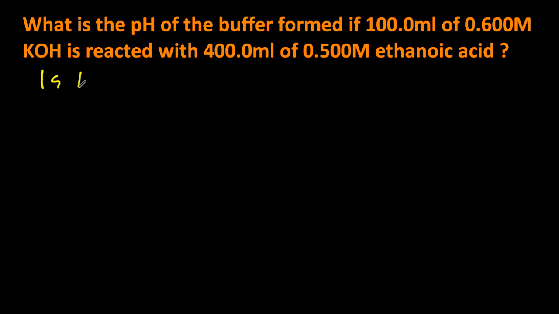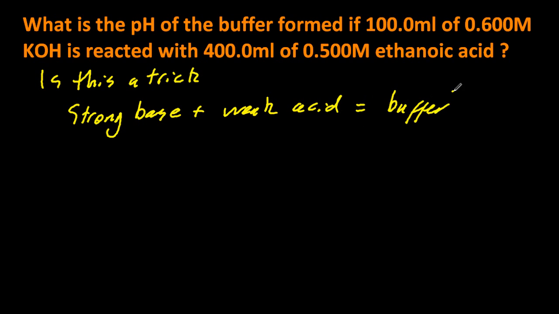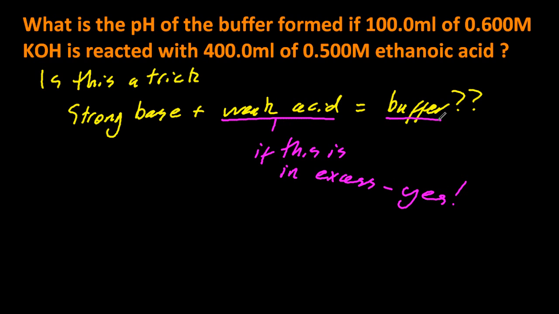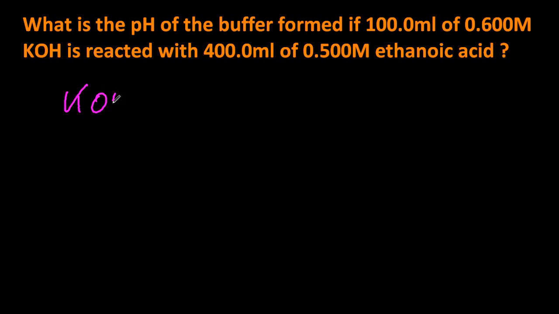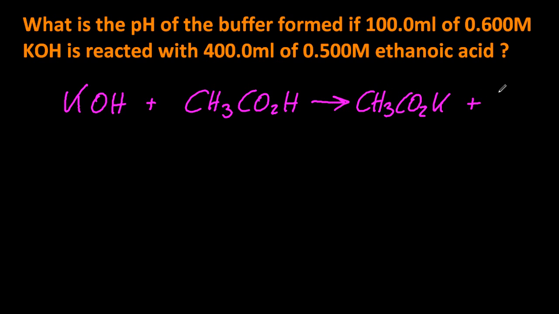Well, this question is really hard the first time you look at it, but once you've seen one of them, you'll get into the swing of it. It looks like it's a trick. A strong base and a weak acid, that doesn't make a buffer, does it? Well, you know, if the weak acid's in excess, it will react to form a salt of a weak acid, and you've got excess weak acid. That's a buffer. So let's write out the equation.